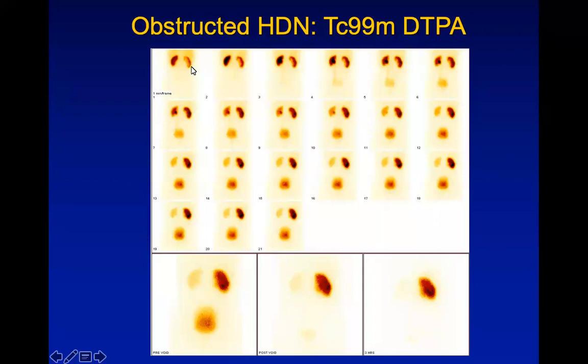You have a thinned out cortex, photopenic area corresponding to the pelvicalyceal system. As the study progresses, there is slow accumulation of tracer, or transmission of tracer, from the cortex into the renal pelvis. By the end of the study, you don't see any ureteric activity and the tracer is still accumulating. This is the prevoid image, basically the same as the last image here. We take a static image here. Then the patient goes out and voids.